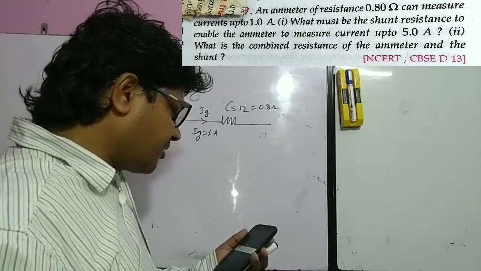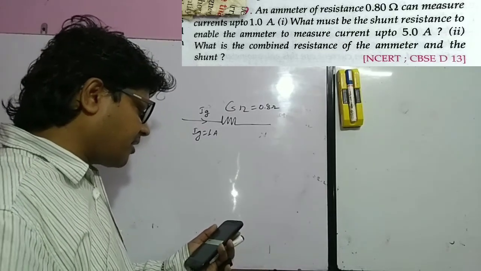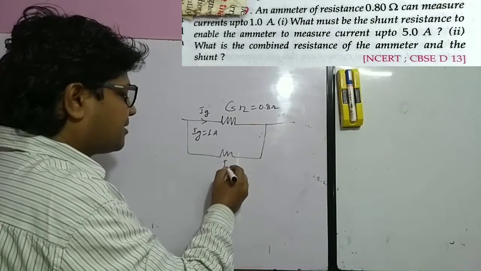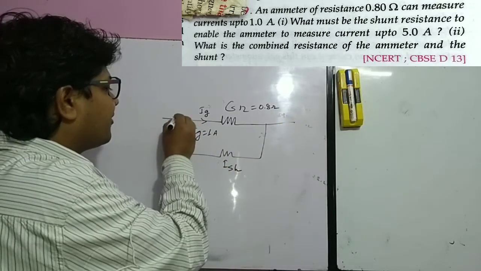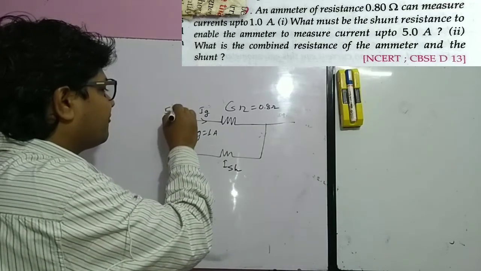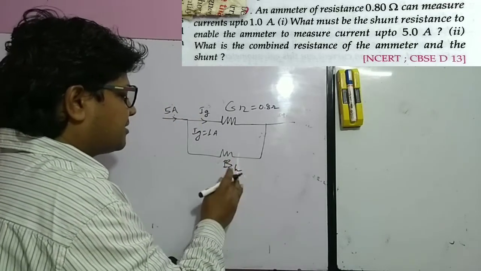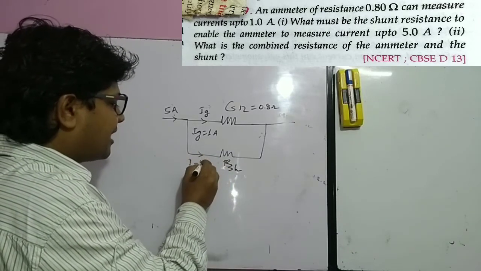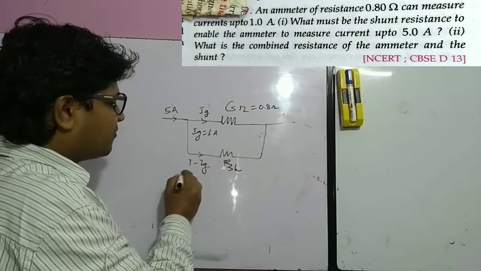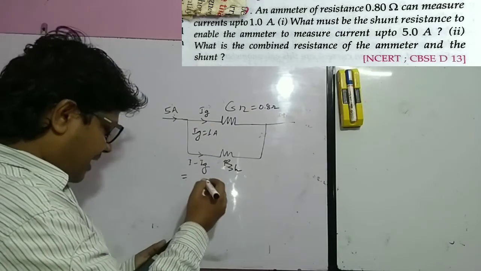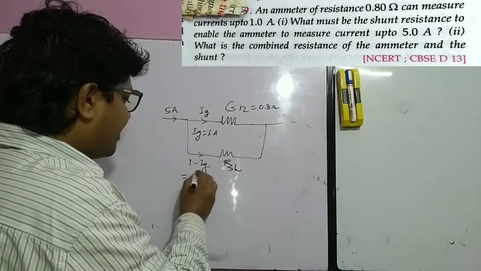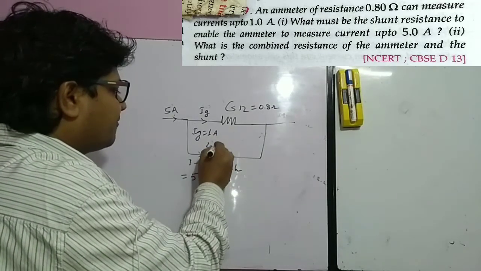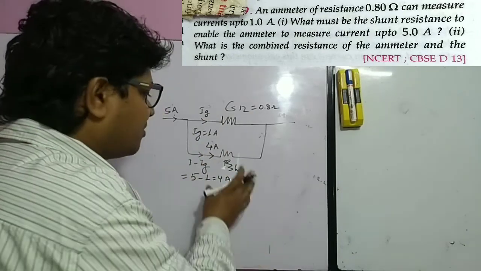So what must be the shunt resistance to enable the ammeter to measure a current up to 5 ampere? So we have to convert it into an ammeter that can measure 5 ampere. So this is our 5 ampere, and this is RSH, our shunt resistance, and the current I minus Ig is flowing through it. Ig is equal to 1 ampere, so 5 minus 1 equal to 4 ampere is flowing through this shunt resistance.